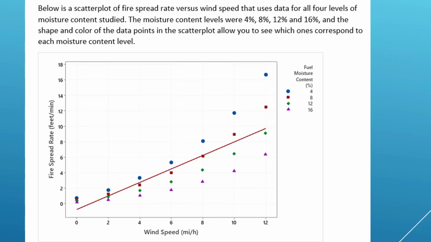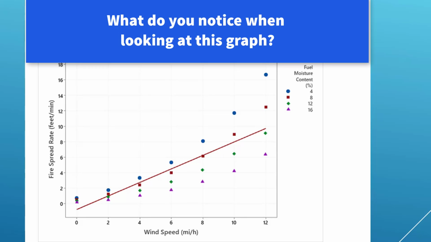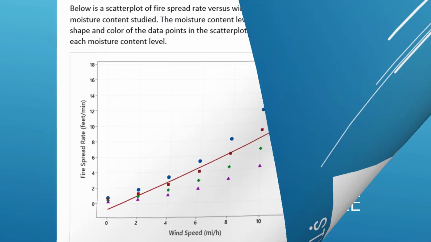One way to begin is by asking students how many variables are represented in this graph and what they are. There are three variables represented: fire spread rate, wind speed, and fuel moisture content. This is a good place for a short whole class or small group discussion where students comment on what they notice when looking at this new graph.